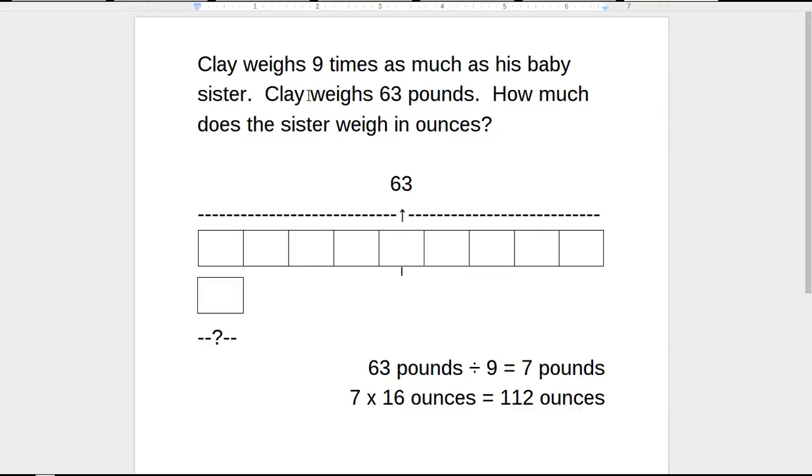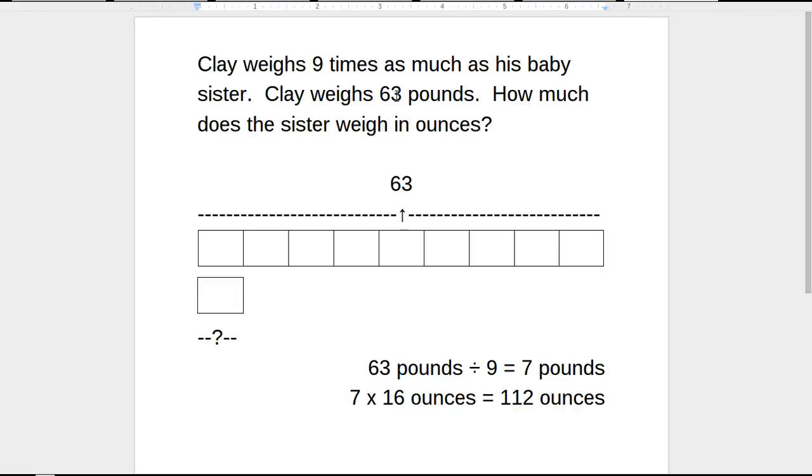So Clay weighs 9 times as much as his baby sister. Clay weighs 63 pounds. How much does the sister weigh in ounces? Well, let's look at my tape diagram. I have 63 here, and the reason I have 63 here is that's how many pounds Clay weighs.